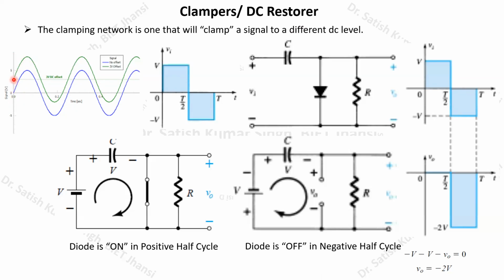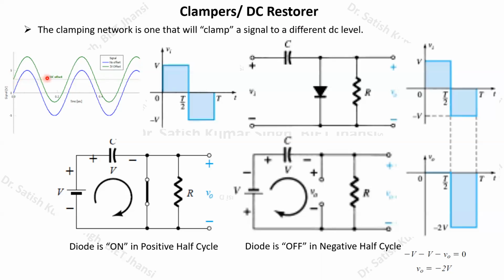If you draw a DC line, a constant line parallel to this axis, this will be your level corresponding to 3 volt. You can see that this waveform makes an excursion around this 3 volt level. So now I can say that this green signal is clamped to a particular 3-volt DC level. This is the meaning of clamping a signal to a different DC level.